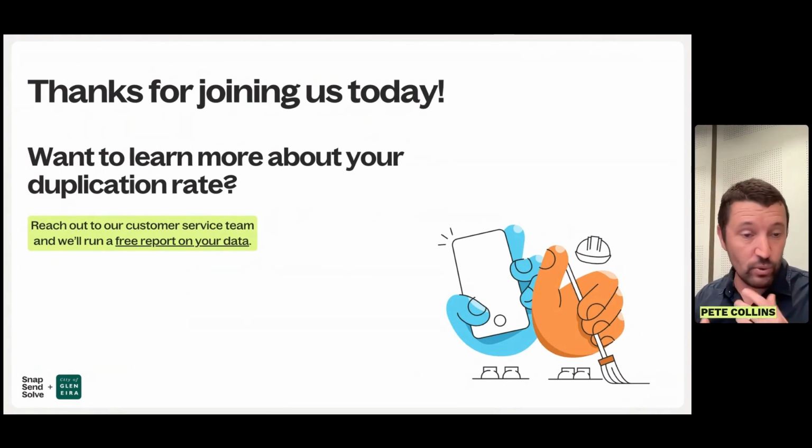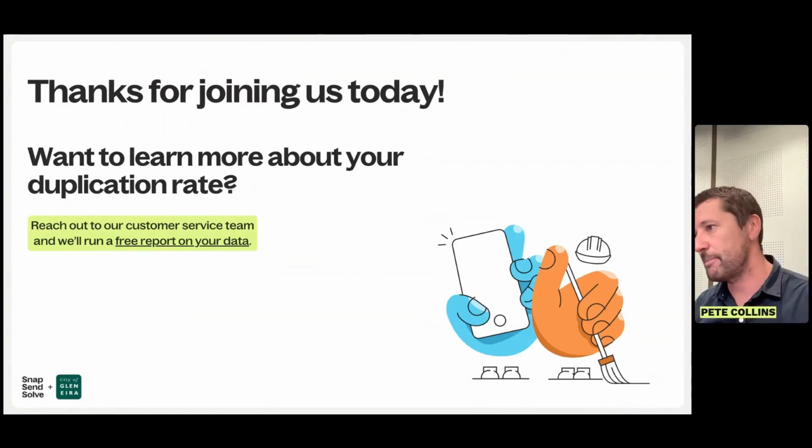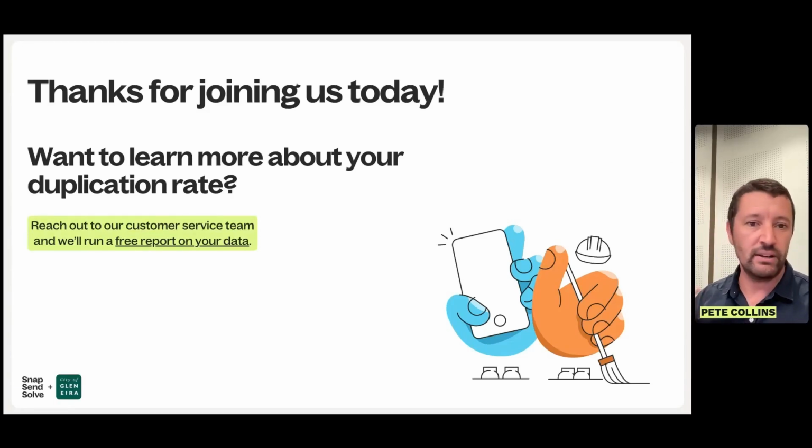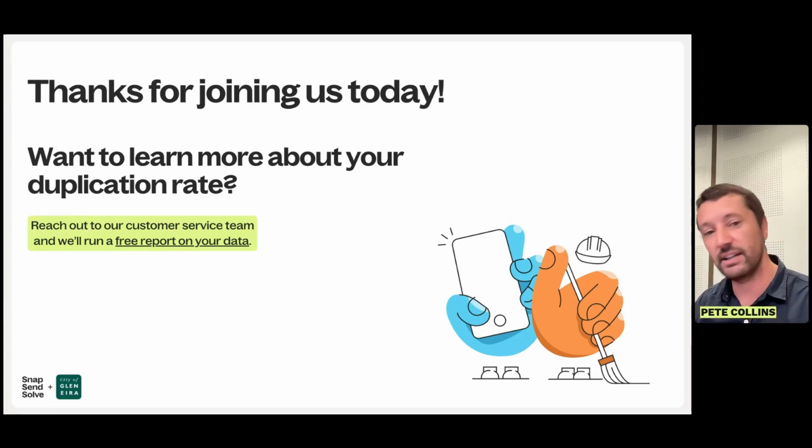And then just to leave you with today, one of the things that hopefully you'll take away and consider is that if you're interested in learning more about your duplication rate, often it can be quite hard for you to actually determine how many reports are duplicates in your current data set. It's hard to get a gauge of and quantify how big that problem might be for you. So if you're keen on learning more about that, please reach out. We can run a free report for you based on the Snaps and Solve data and help you determine what percentage of reports our model thinks might be a duplicate. That'll give you a really strong indication of how big a challenge it might be for you to solve. So please reach out to our customer team there.